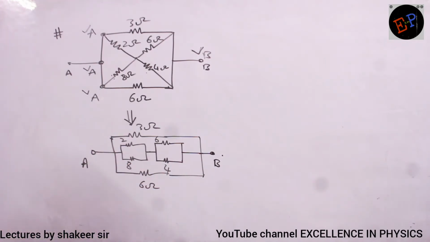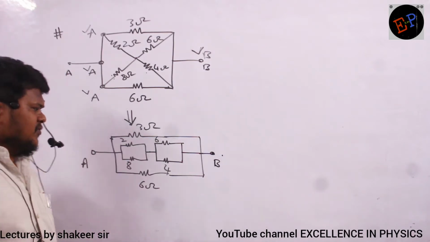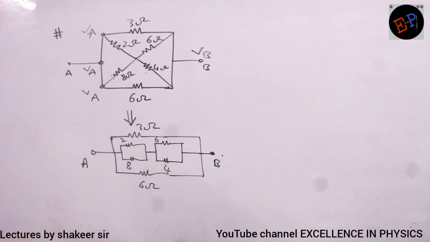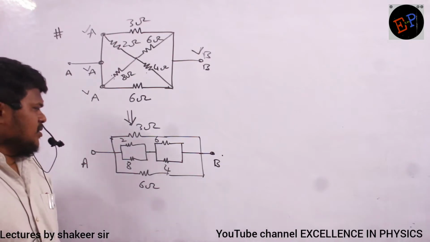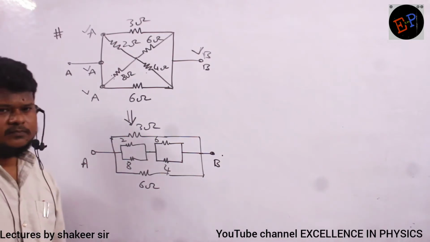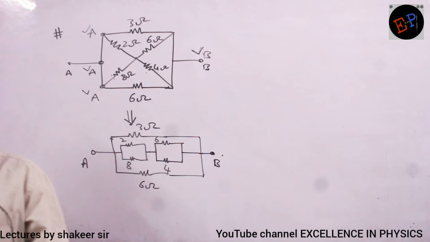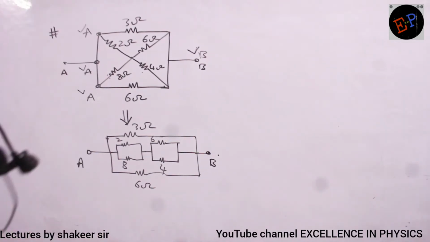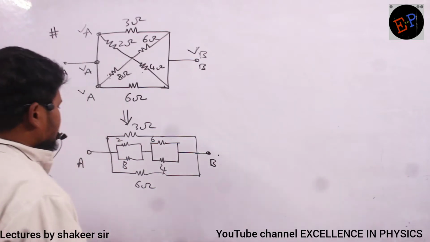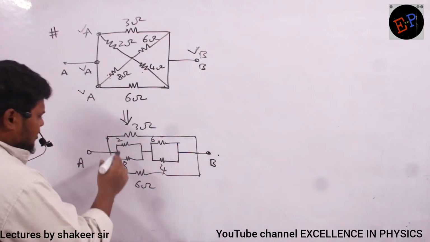Are you able to understand? So now just simplify this circuit, then you will get the answer. Clear? Now can you simplify it? Simplify it and check what answer you get. Okay? If I do the calculation, 2 and 8 are connected in parallel, no?